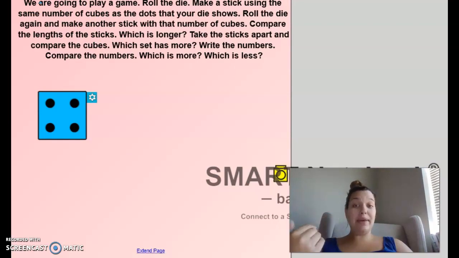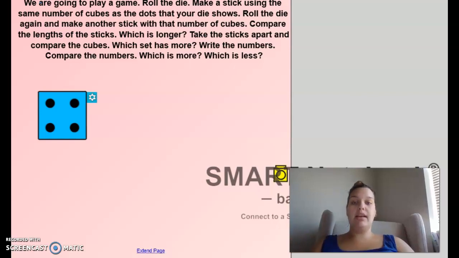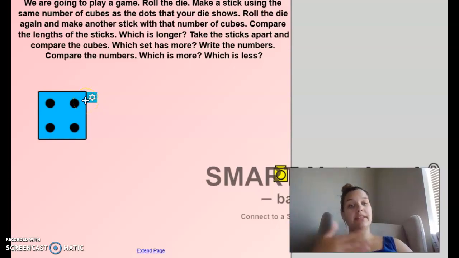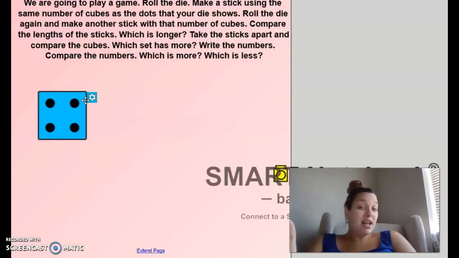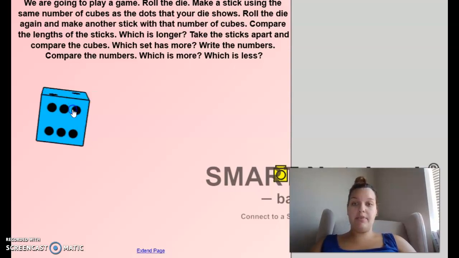Okay, so we're going to play a quick game. We are going to roll the die and make a stick using the same number of cubes as the dots on our die show. Then we're going to roll the die again and we're going to compare the lengths of the cube sticks. We're going to figure out which one's longer, which has more, how many more the taller one has, which has less. Okay, so here we go.